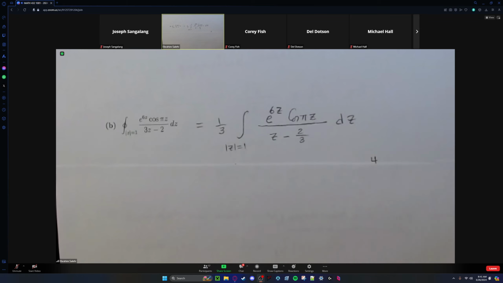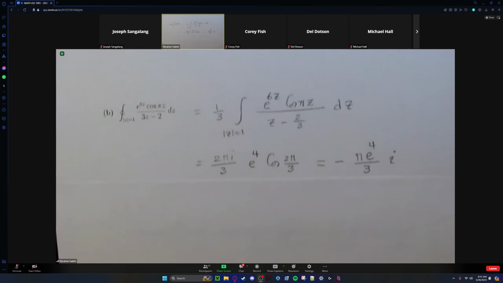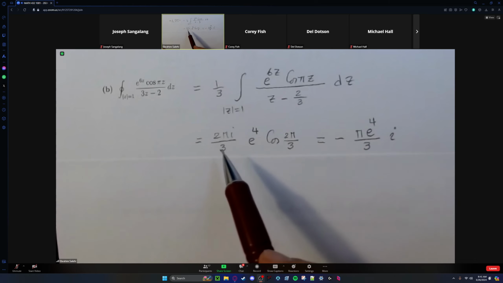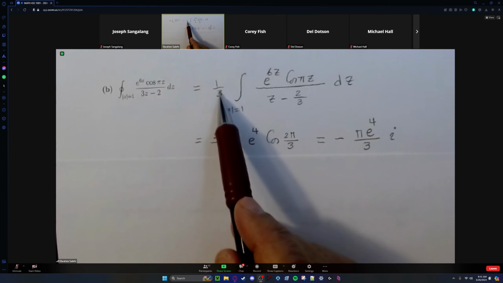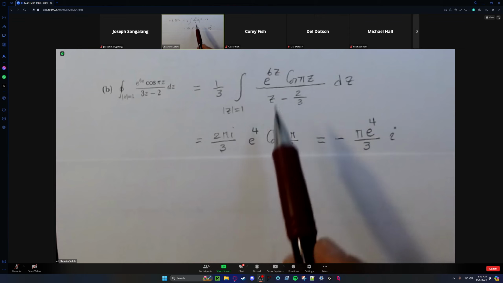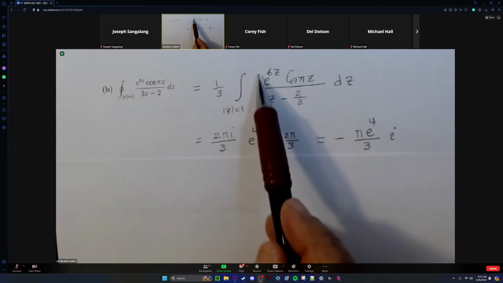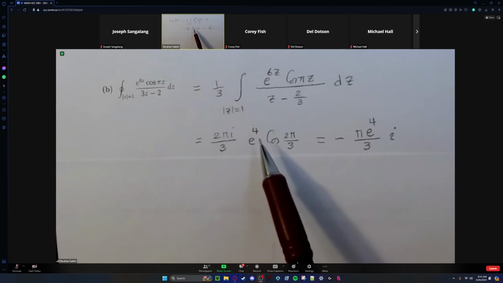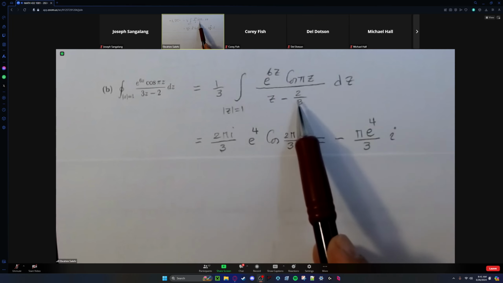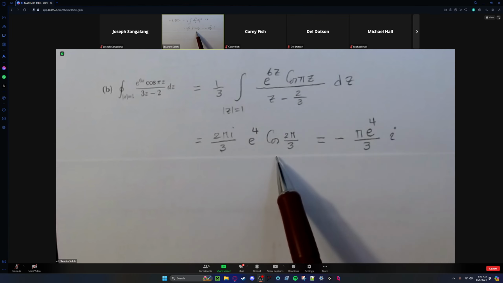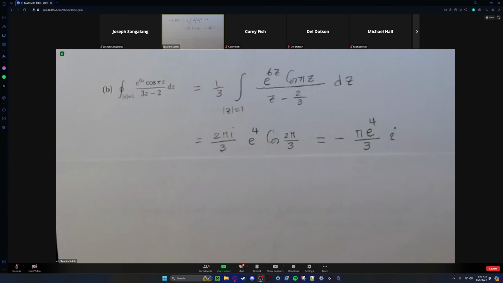That's when you use Cauchy's integral formula. So it will be 2 pi i times this, then f, which is this part, the good part of the function, evaluated at this 2/3. Okay? And this is the answer.